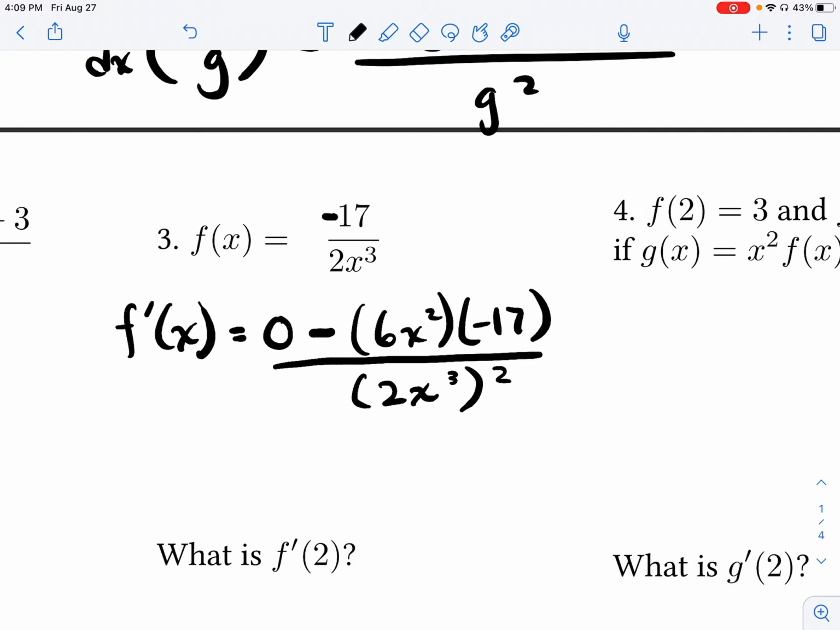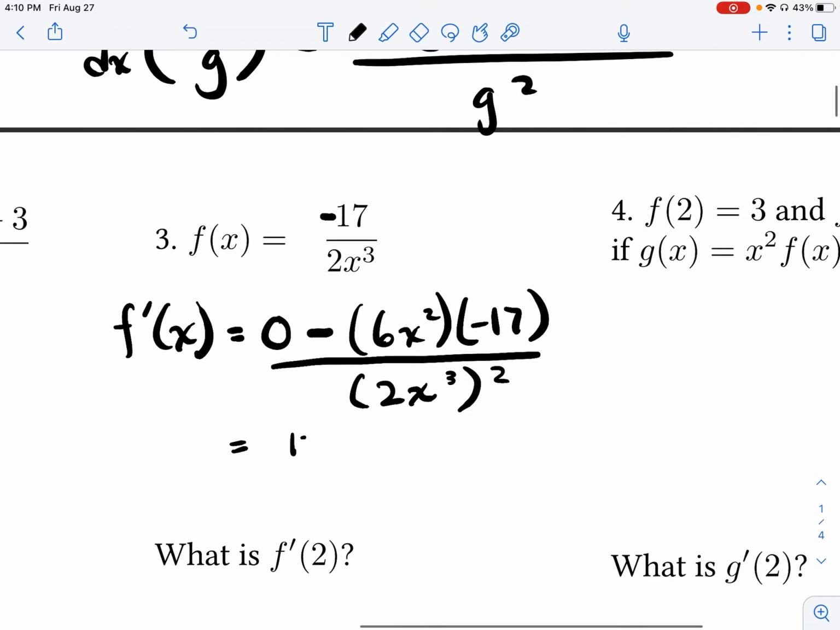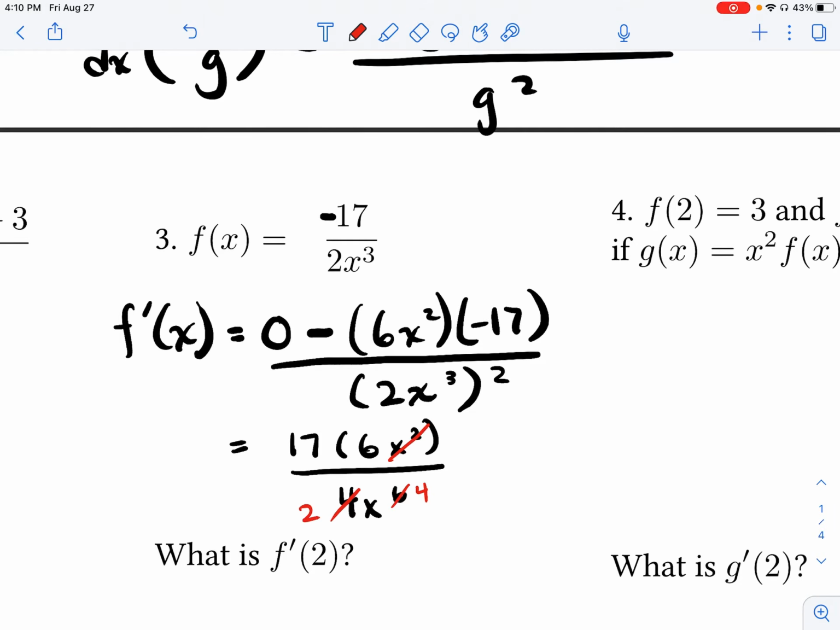Well, I know we can leave it as it is, but if I wanted to clean this up just a little bit, I can rewrite my numerator. I know it's going to be 17 times 6x squared. We're just going to keep it all positive. And our denominator here, if we write this as 4x to the 6th, I see here that we can do a little bit of dividing. This x squared can go into x to the 6th, and we're still left with this 4. This 2 goes into that twice, and 3. And if I wanted to clean it up, this could be written as 51 over 2x to the 4th.